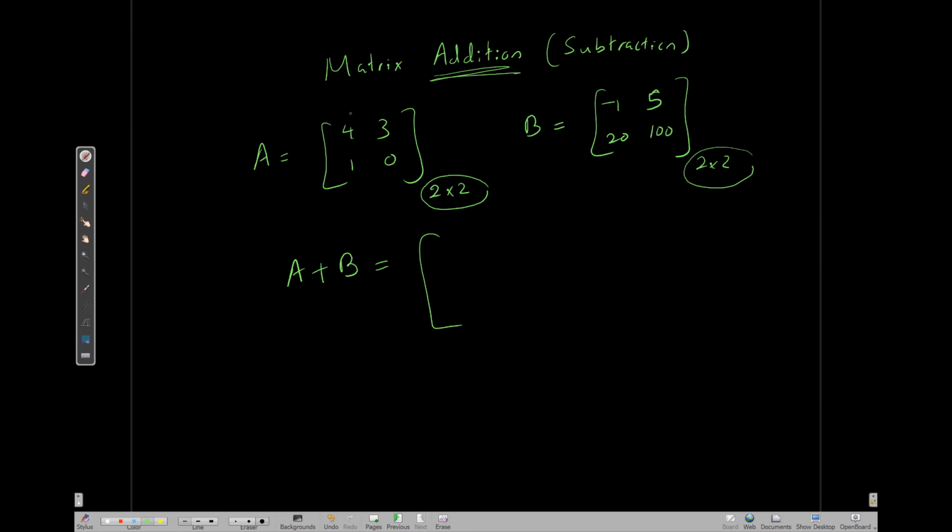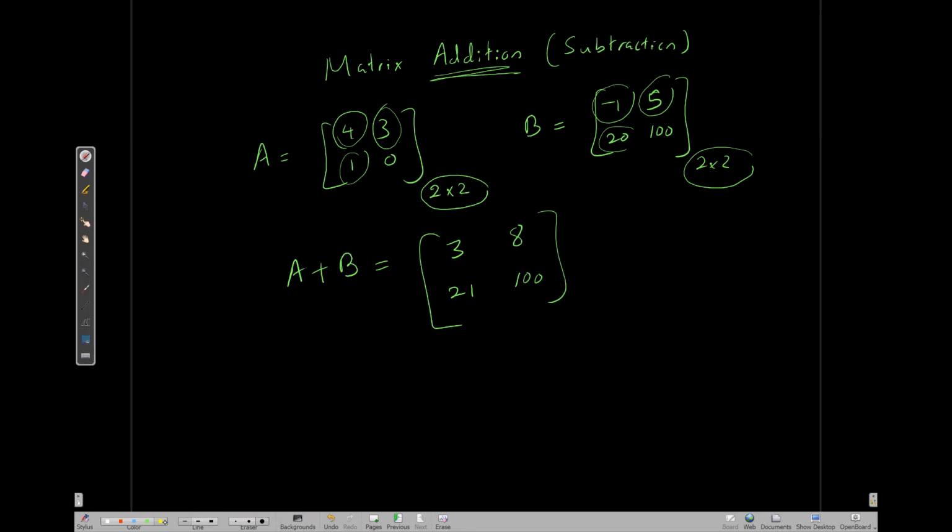So 4 plus -1, that means 3. Then 3 and 5, when you add them together, 8. 1 and 20, you get 21. 0 and 100, you get 100. Simple as that. Now let me do a quick example.